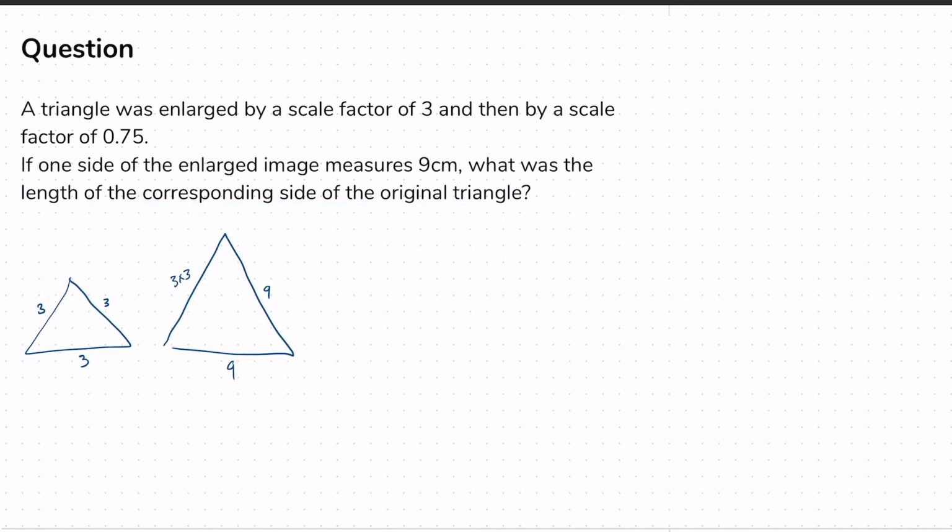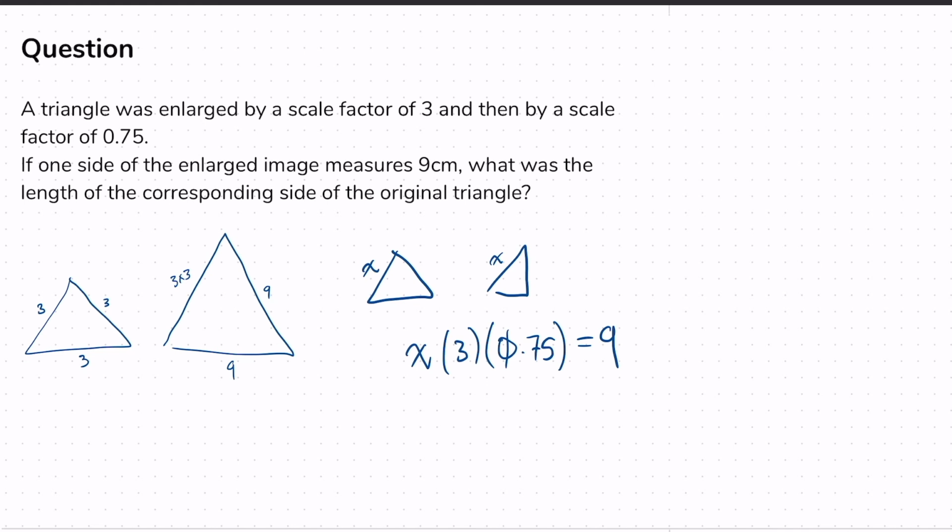So what I'm looking at is a triangle, and I don't know what kind of triangle it is, but I know it's got one side, x. It could look like this, or it could look like any triangle. But I'm scaling it up by 3, and then 0.75. So what does that mean? Well, that means that I take that side, x, and I multiply it by 3, and then I multiply it by 0.75. And I end up in the end with 9.